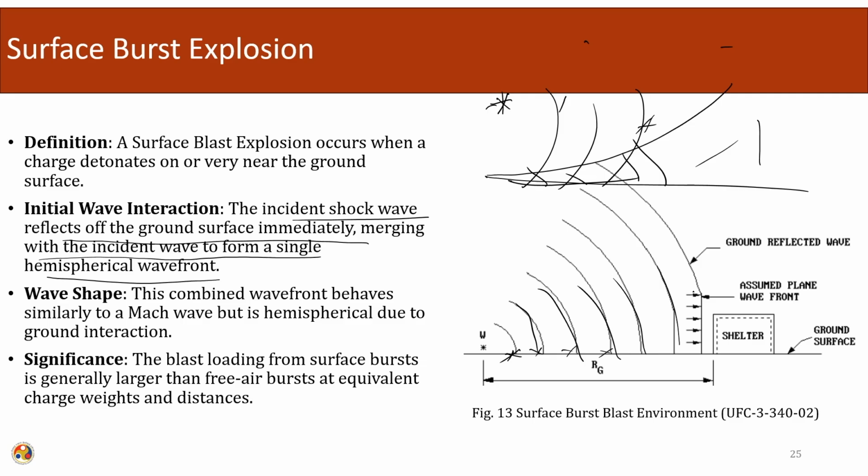And this is the assumed planar wave front. So, the wave shape, this combined wave front behaves similarly to a Mach wave, but it is hemispherical due to the ground interactions. This is similar to the earlier case, but earlier there was a distinct planar wave, and now a hemispherical sort of wave will be formed. And a part of it is assumed as a planar wave front.